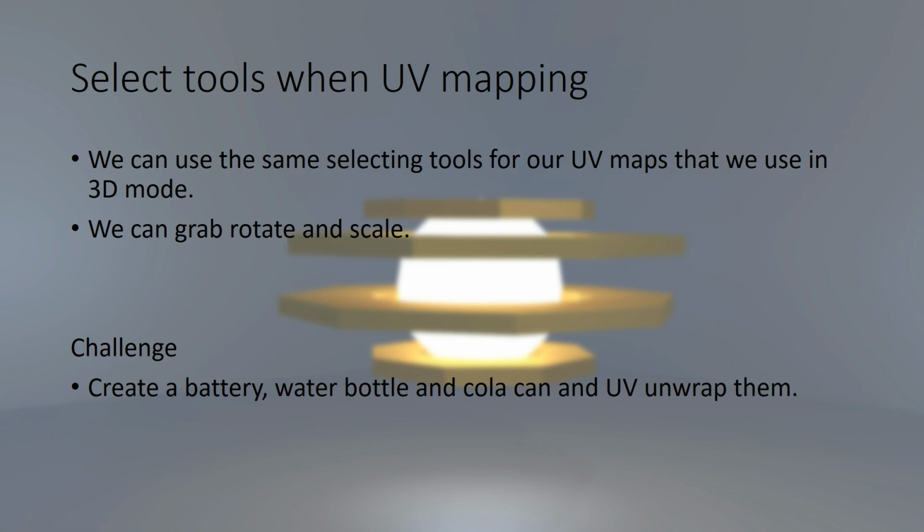Your challenge now is you are going to create a battery, a water bottle and a cola can, and with each of these objects I want you to mark seams and UV unwrap them. Once you've unwrapped them, if you're happy with your unwrap, I want you to do what we've just done in this lecture. Grab parts of your mesh, rearrange it to suit you. Don't forget that if you're not happy with the way you have unwrapped your object, you can always press Ctrl or Command Z to undo the UV unwrap.